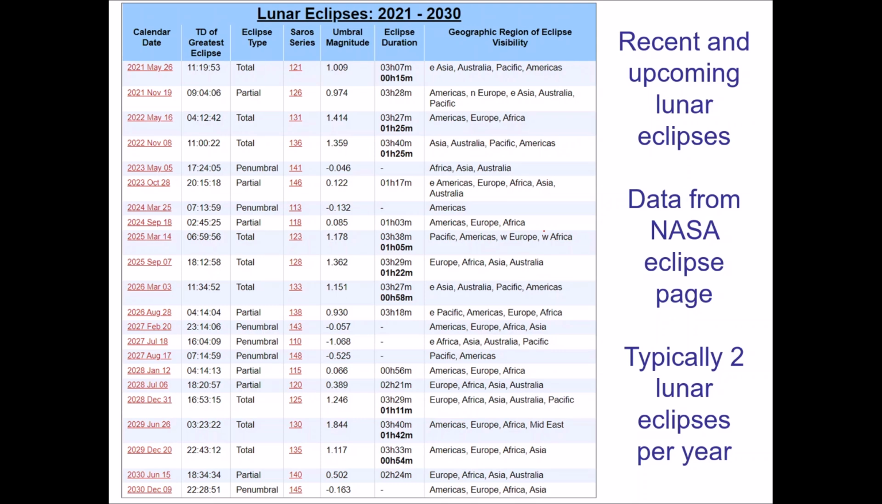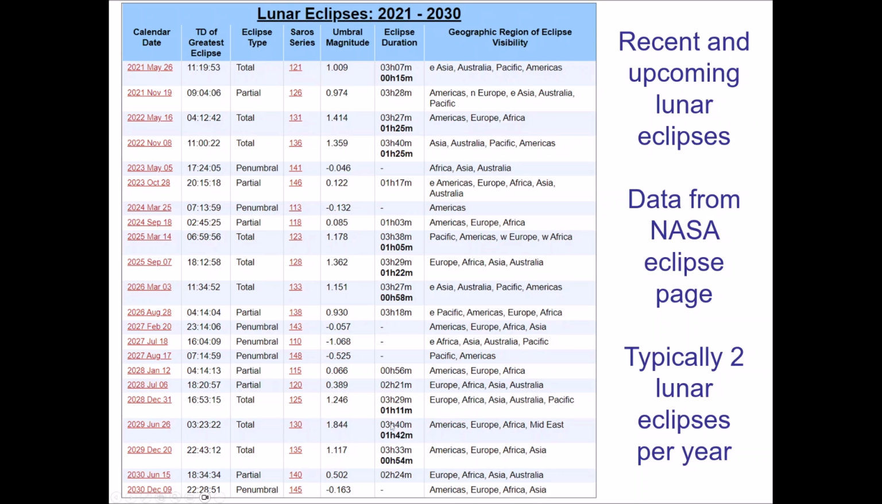But you're looking for, you really want to see a total. I mean, partials are okay; they're just not as impressive. If it says penumbral, ignore it. You're not going to see a thing, right? So, yeah, you can see here with the ones that are coming up here. So subtract off 8 hours. If it's nighttime, yeah, it's something you can see.